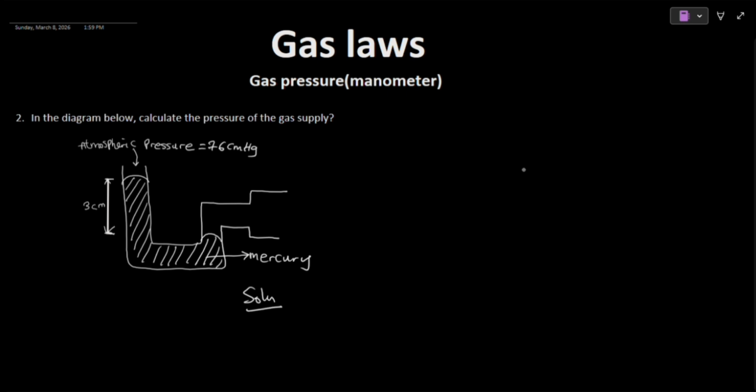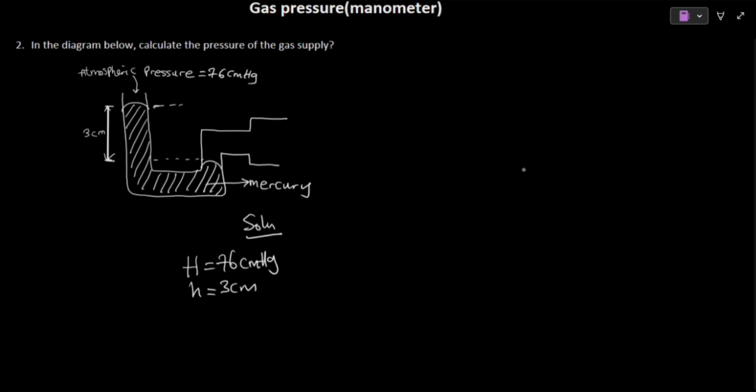Okay, in this question, we're given the atmospheric pressure to be 76 cm mercury, and in this case, we're given the pressure difference, because from this point to this point is 3 cm, so that is the pressure difference. So small h is equal to 3 cm. Looking at this, the gas pressure is also greater than the atmospheric, right, so that P is equal to what? H plus small h. So simply 76 plus 3. My answer is simply 79 centimeter mercury.